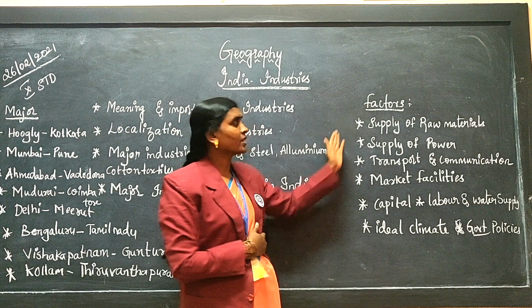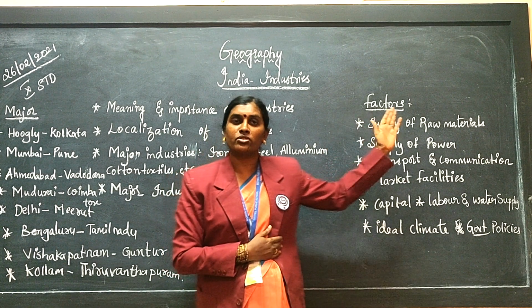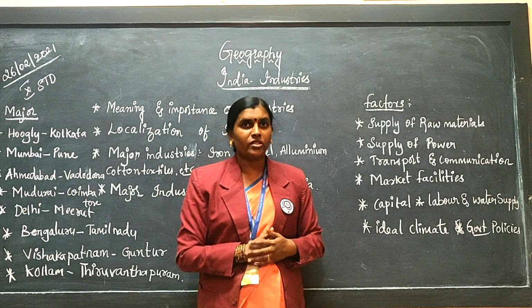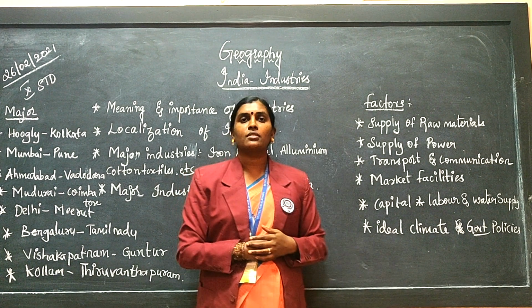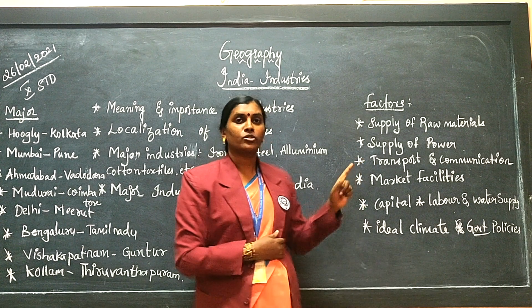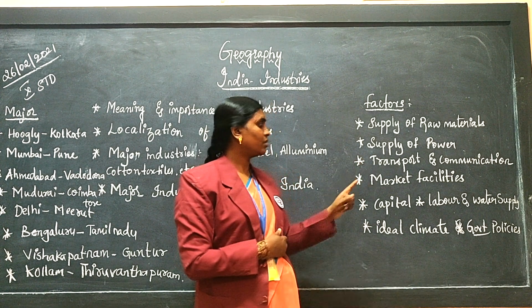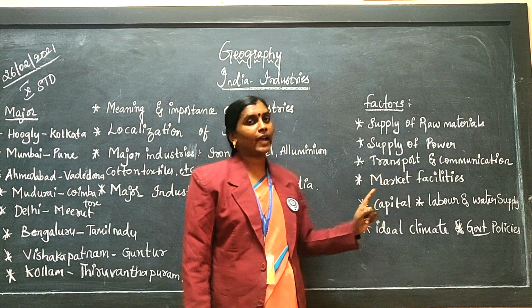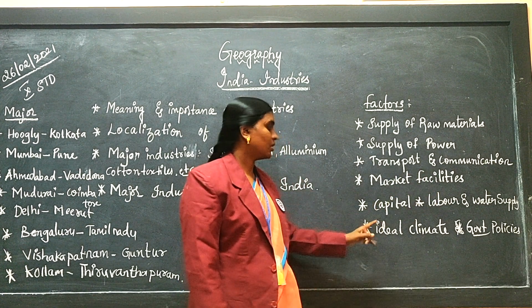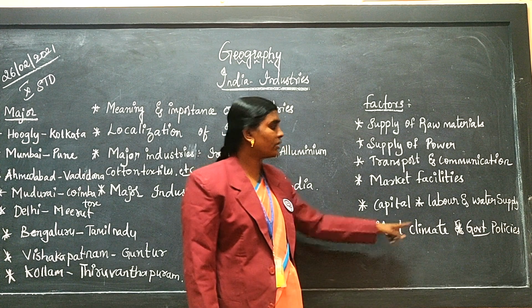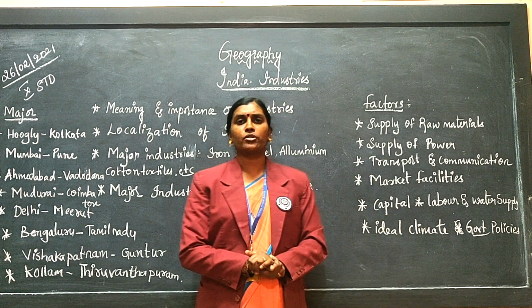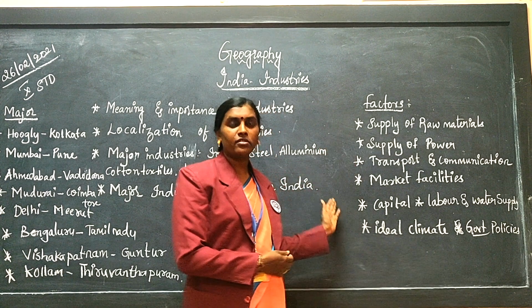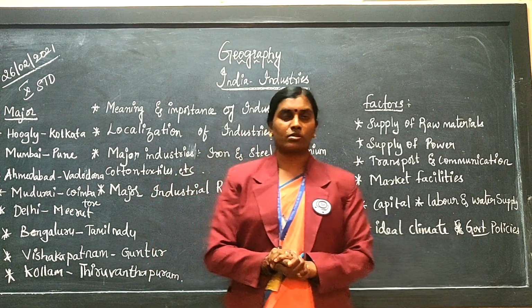Just I'll repeat this. The factors which are essential to locate industries: the first point, supply of raw materials. The second, supply of power. Third, transport and communication facilities. Fourth, market facilities. Then capital and labor, water supply, ideal climatic conditions, and the last point, government policies. So these are the factors which are very essential to start a business.